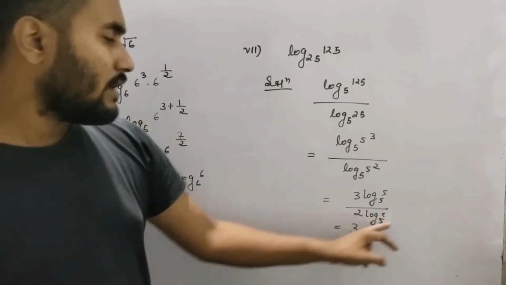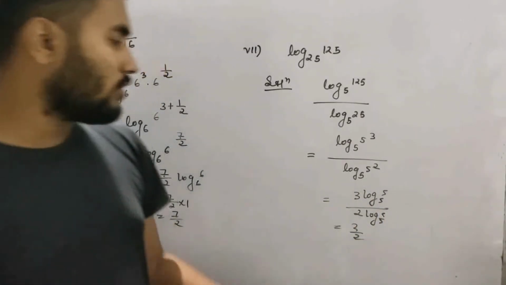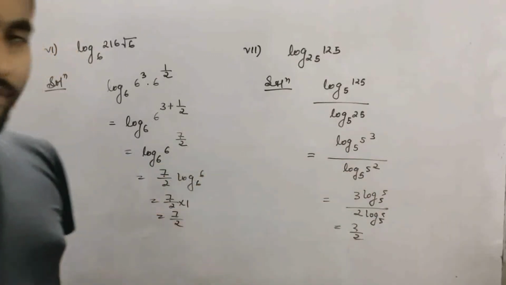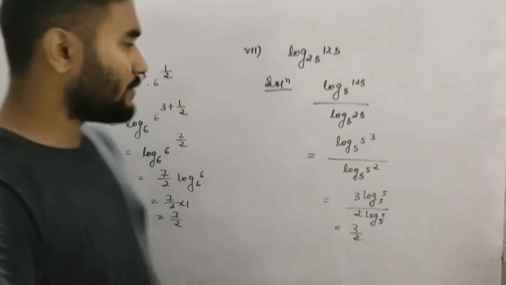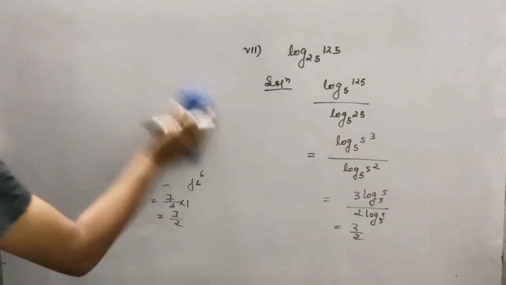5 base 5 is 1. Over here also 5 base 5 is 1. Or you can say log 5 base 5, log 5 base 5 cancelled. The answer is what? 3 by 2.